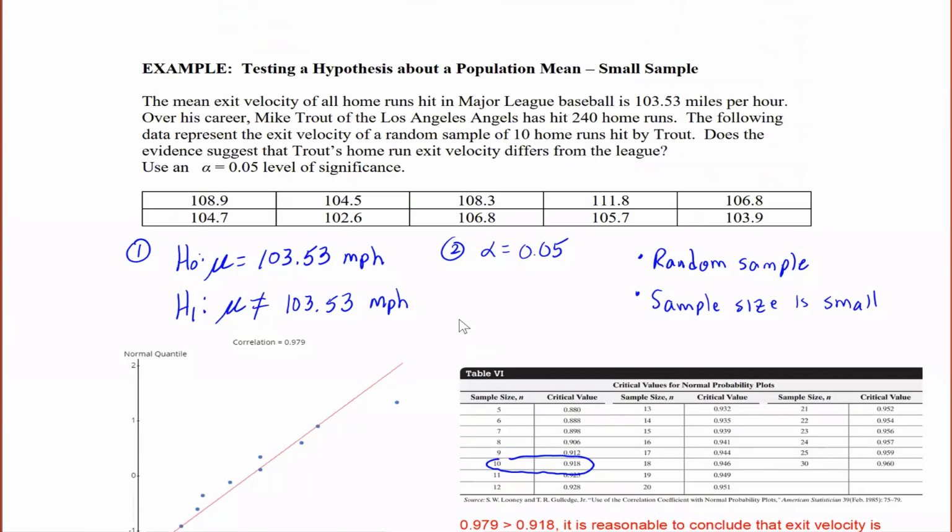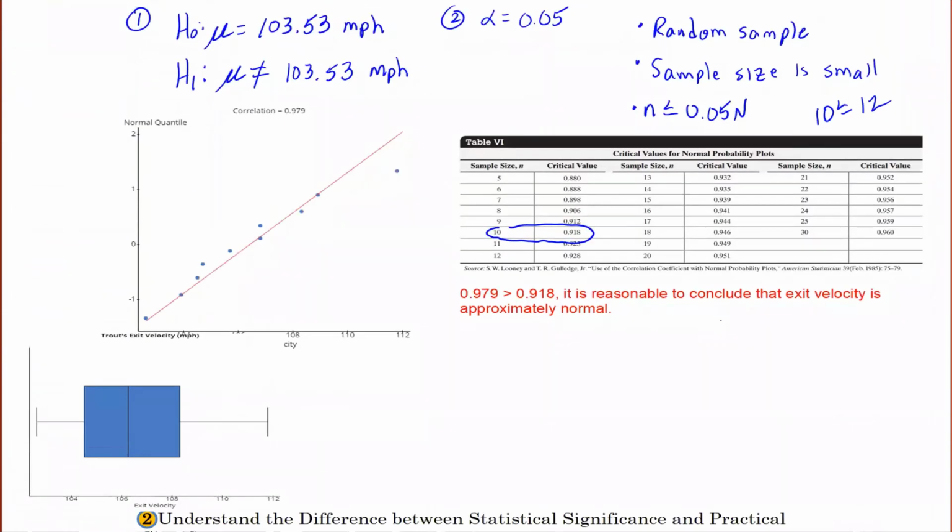The last thing to check besides that is, is your sample size no more than 5% of the population size? Here I'm telling you that Trout has hit 240 home runs. If you do 5% of 240, you get 12. So my sample size of 10 is less than 5% of the population size. So the independence requirement is satisfied. So now I can go ahead and use Student's t-distribution.